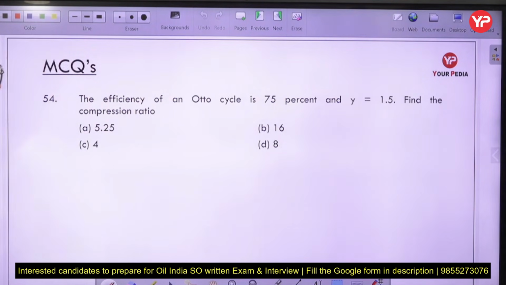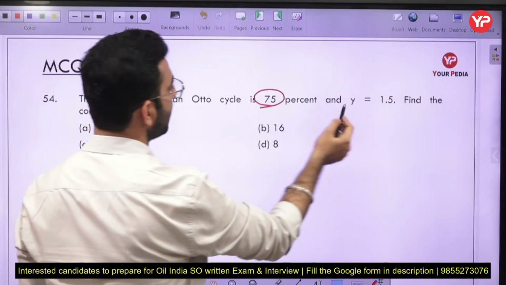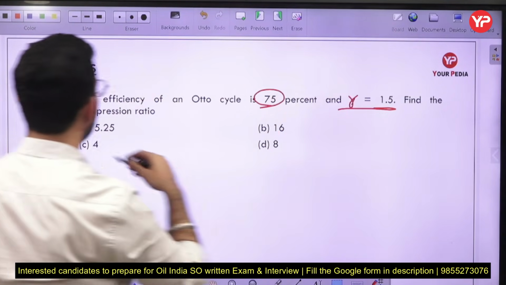Next question. The efficiency of an Otto cycle is 75% and gamma is equal to 1.5. Find the compression ratio.